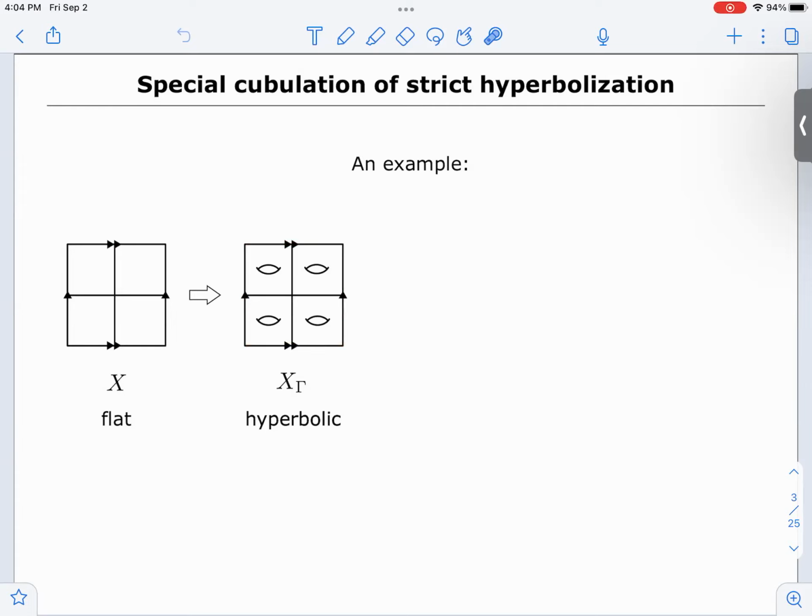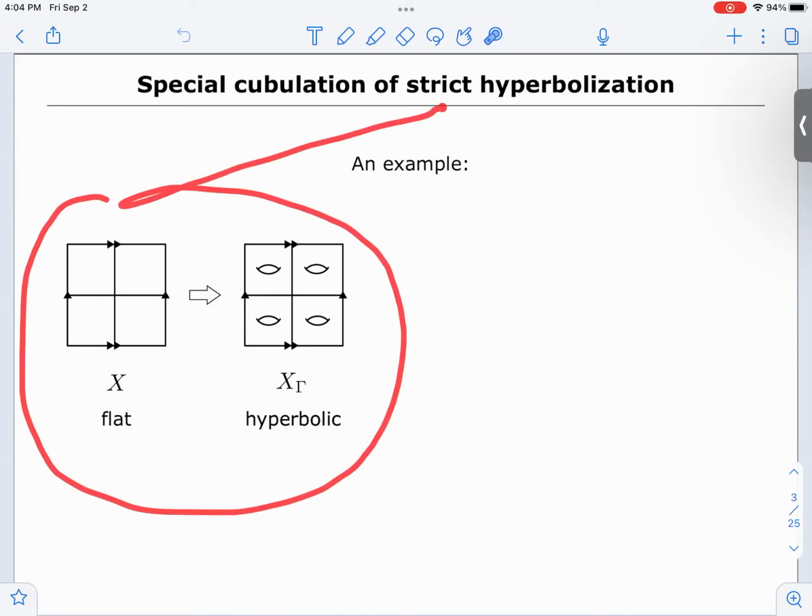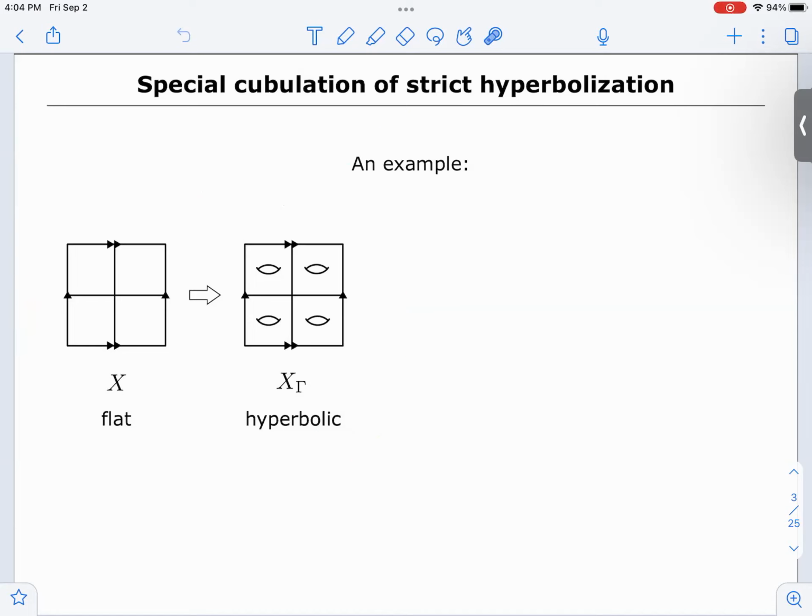Okay, so I'm going from something flat, genus 1, to something hyperbolic in some sense, genus 5. And this gamma in the notation will become clearer in a few minutes. So this is an example of strict hyperbolization, a procedure that moves me from the world of flat geometry into the world of hyperbolic geometry.